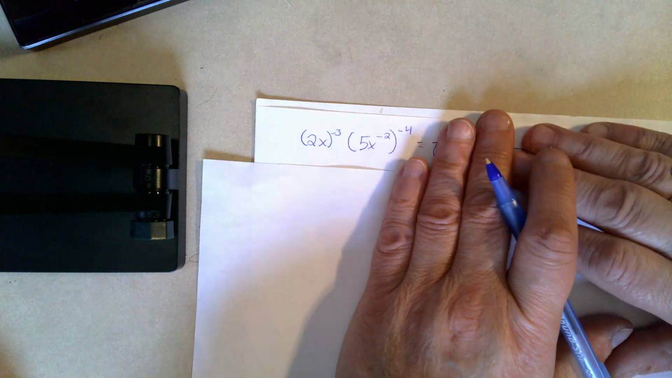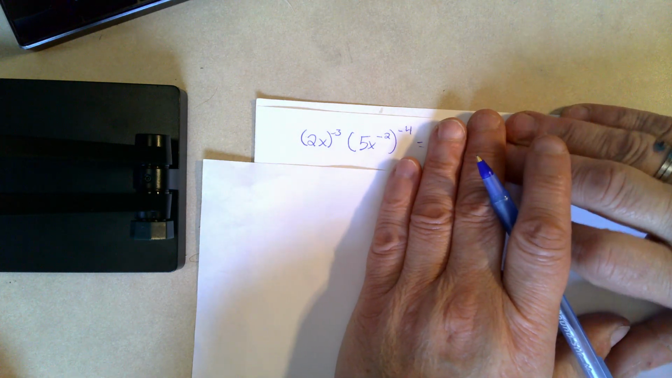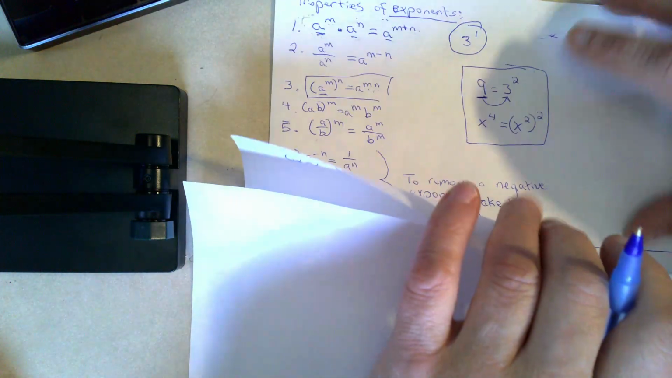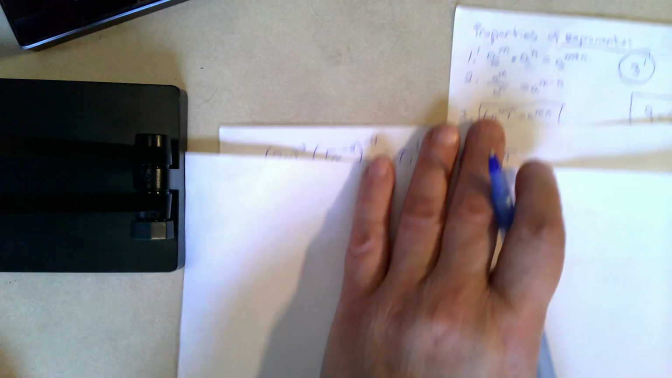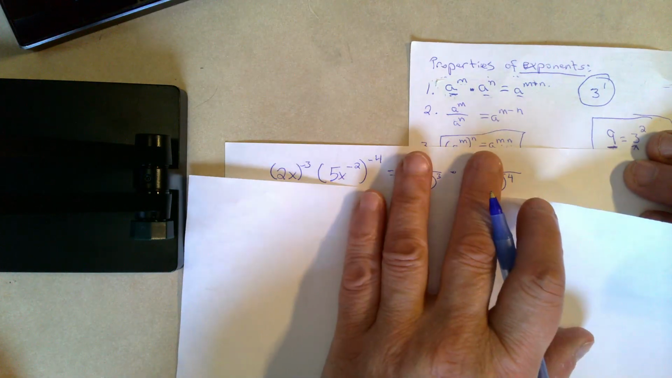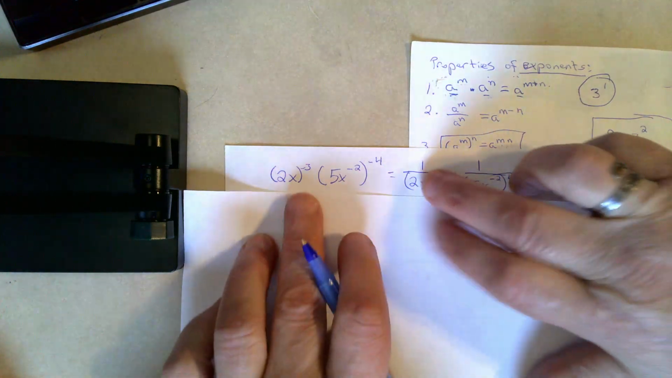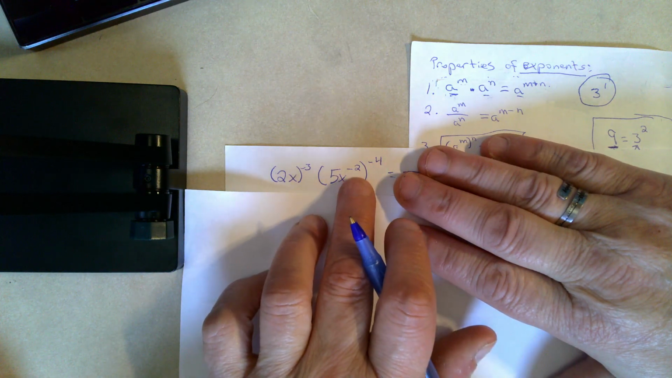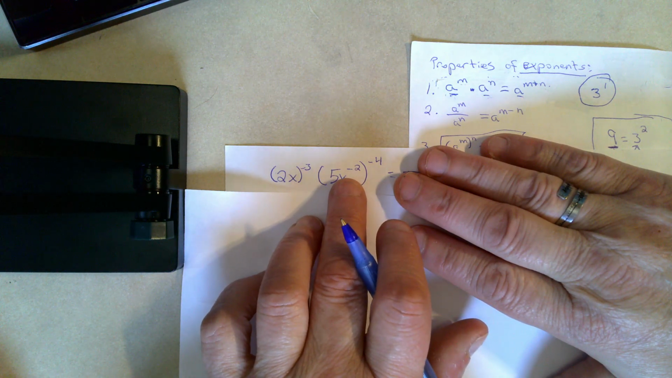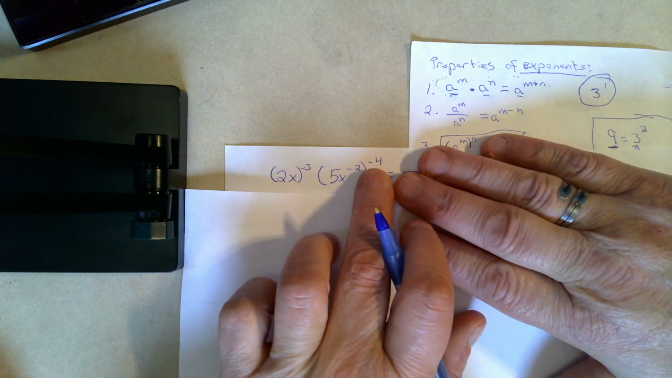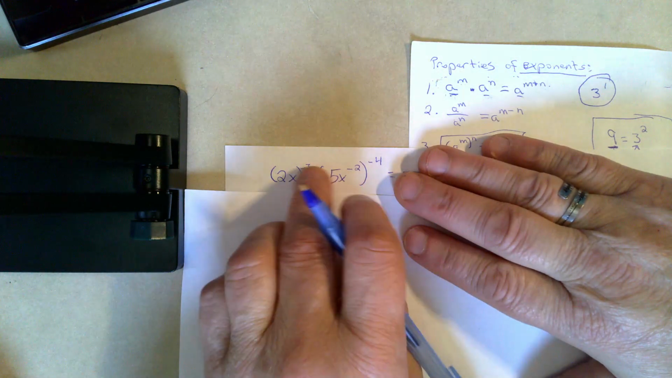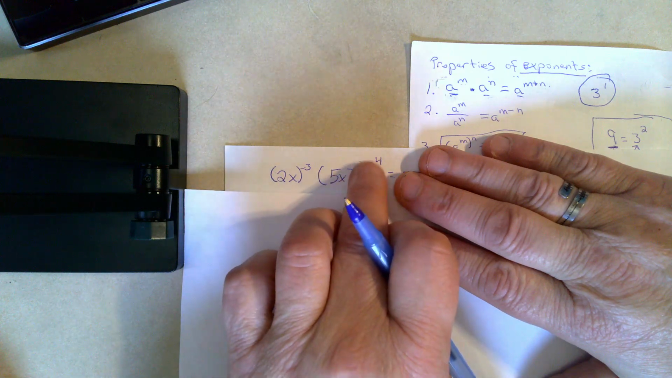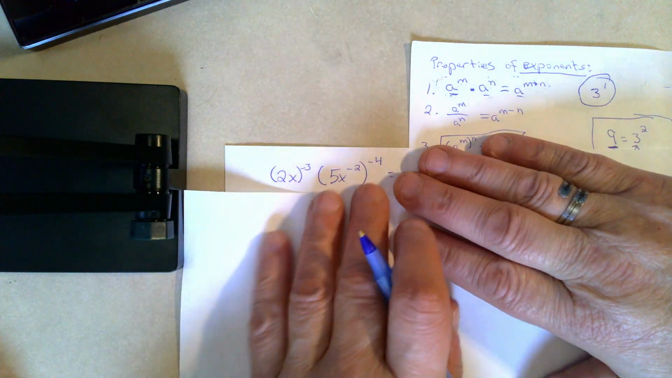Okay, let's do another example with exponent rules. So we have a problem, and we have exponent rules. Look at that. We have (2x) all to the negative third power multiplied by (5x to the negative 2 power) all to the negative fourth power. Now, again, as before, everything is multiplied or taken to powers, which is multiplication.